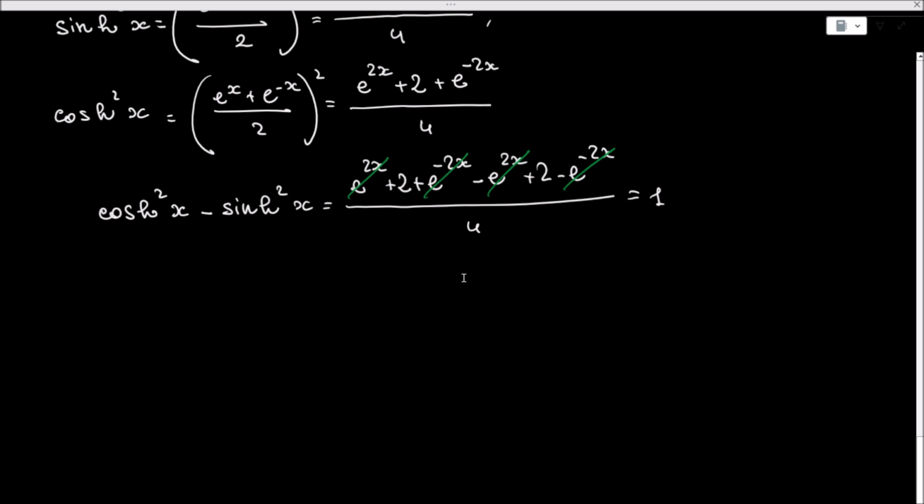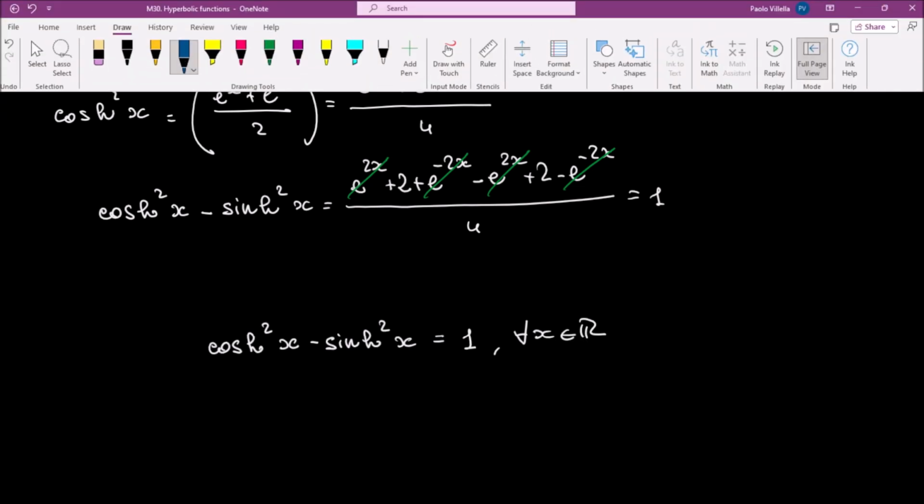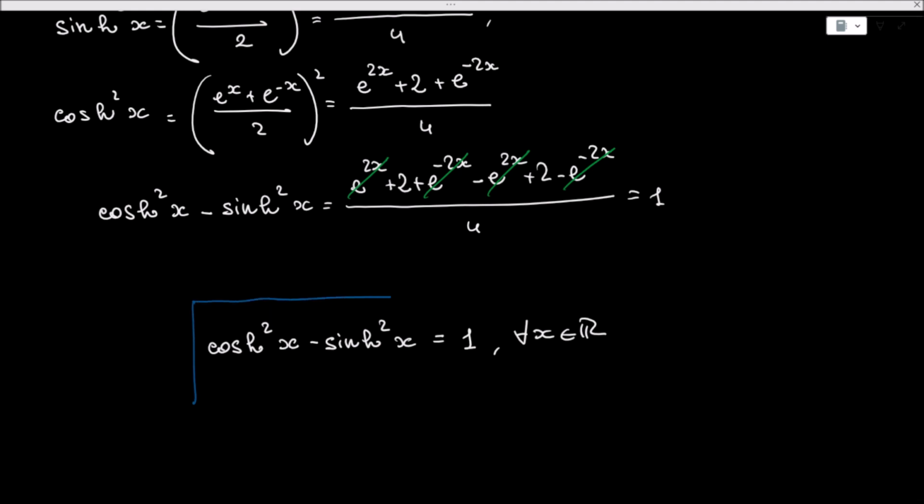repeating again. So we have that the square of the hyperbolic cosine of x minus the square of the hyperbolic sine of x is equal to 1, and this is true for every x in R. This is the equivalent of the trigonometric fundamental relationship between the sine and the cosine. The only difference is that now we have a minus, okay? Instead of having the sum, we have the difference of the squares, which is equal to 1.